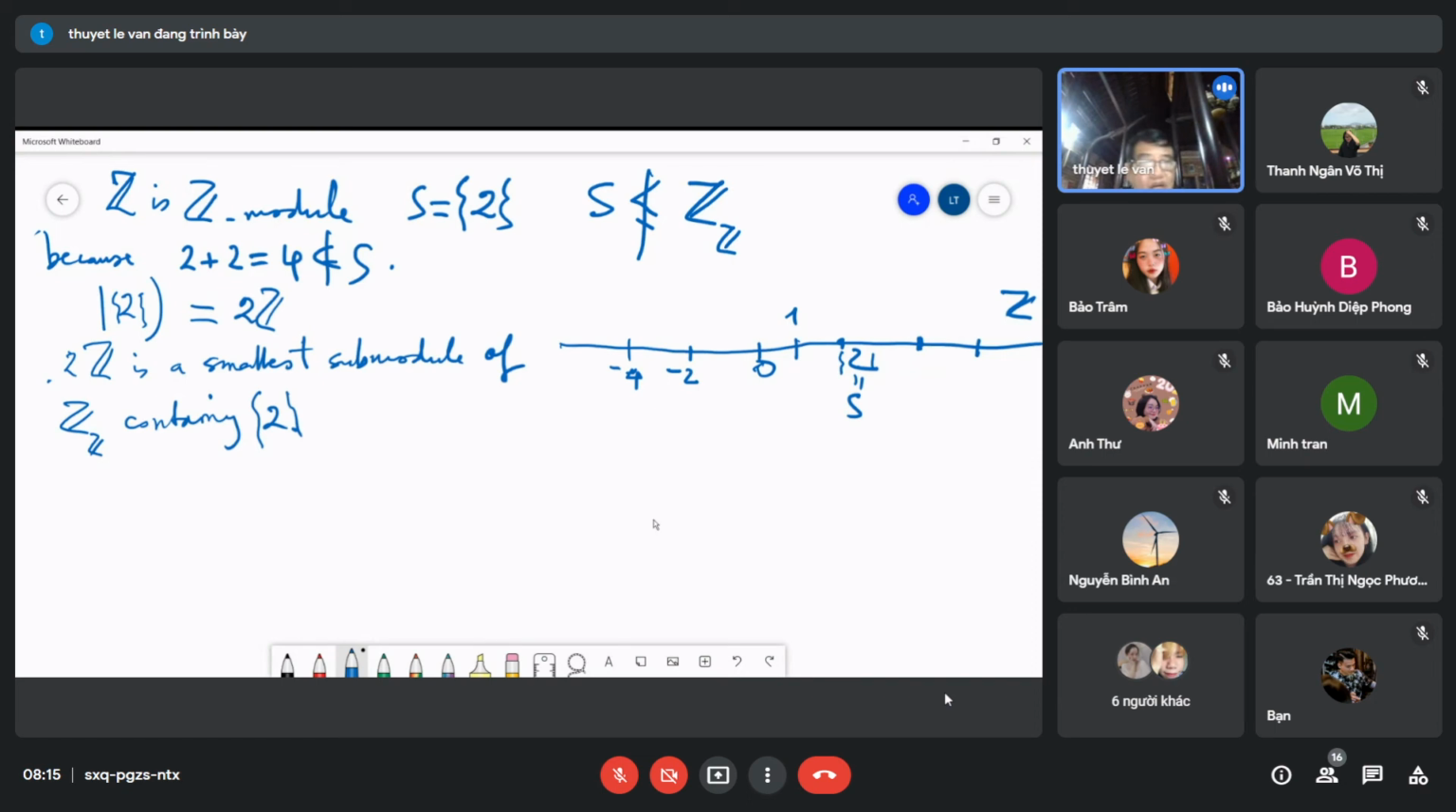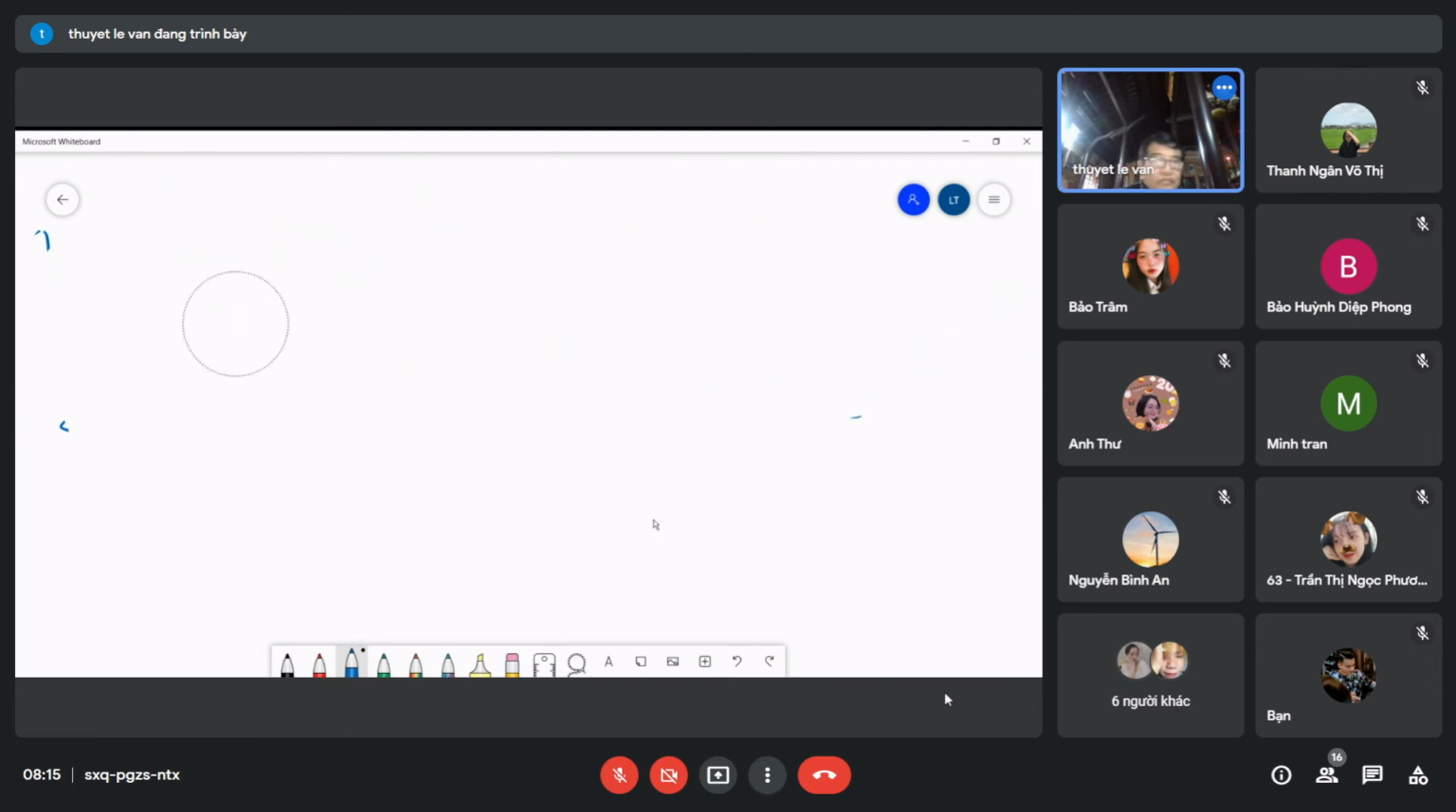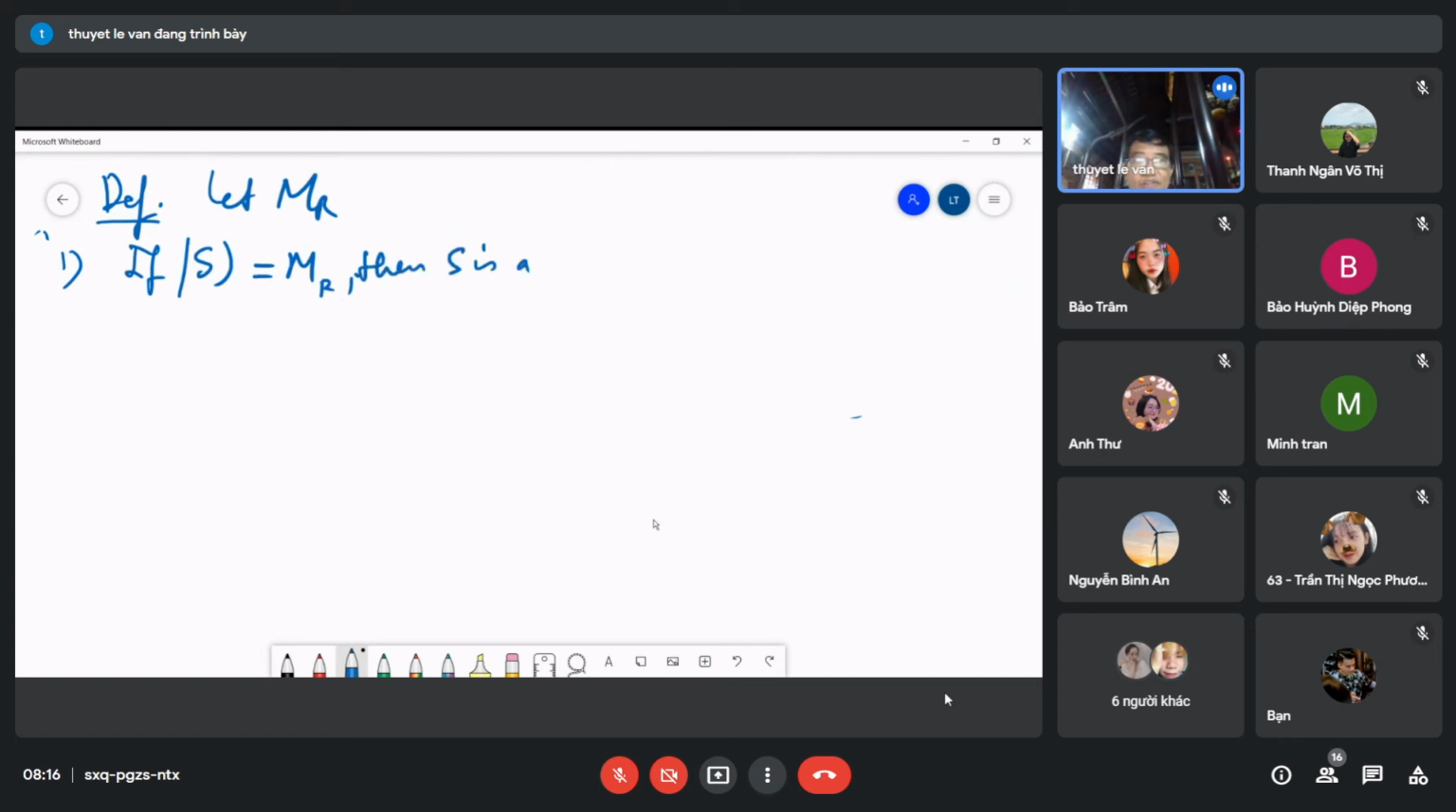Now I have some definitions. Let M be an R module. First, if we take S and the span of S is equal to M, meaning that S spans all of M, then S is called a generating set for M.